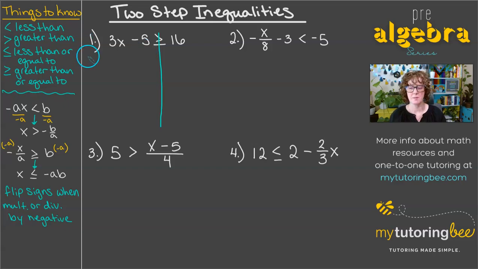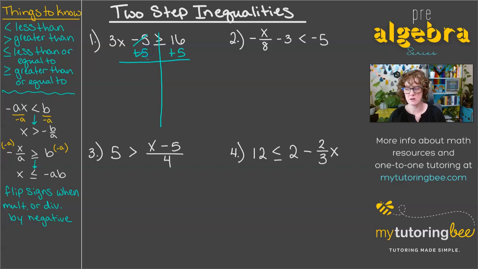So let's go ahead and undo. Our rules are still the same. We want to undo any operations that are happening with our variable over here on the left-hand side of our inequality by using backwards order of operations, backwards PEMDAS. So I want to undo any addition or subtraction first. So I'm going to undo the subtraction of 5 by adding 5.